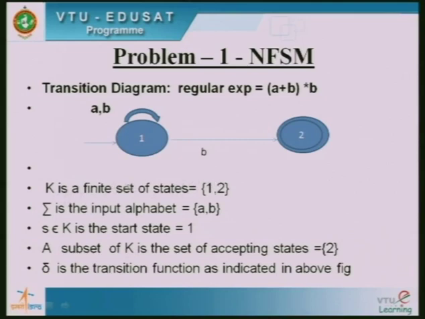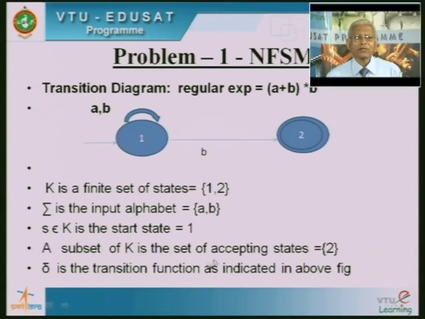Now here, if you look at it, K, the finite set of states, is 1 and 2. Sigma, the alphabet, is a, b. The start state is 1. A is a subset of K, the accepting states; only 2 is an accepting state. The transition function is as indicated in the above figure. Transitions are there, and there are no transitions from state 2. So now you know everything.